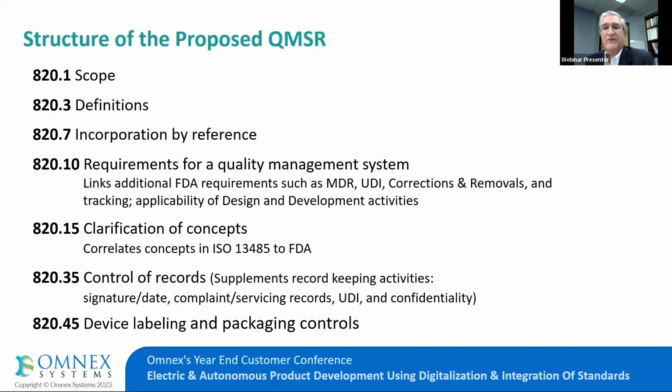The structure of the proposed QMSR is outlined here. It's much simpler than what it has been. It talks about scope, definitions, and incorporation by reference, which is explained in 820.7 pretty well. The requirements for a quality management system are in paragraph 10, paragraph 15 clarification of concepts, paragraph 35 control of records, and paragraph 45 labeling and packaging control.